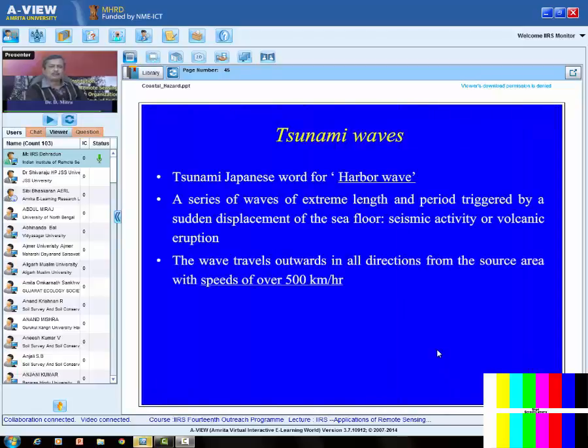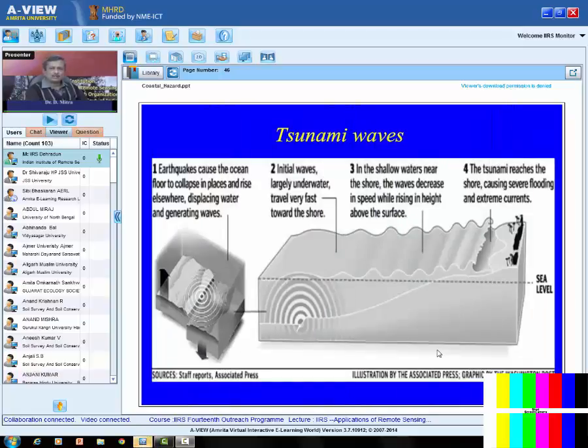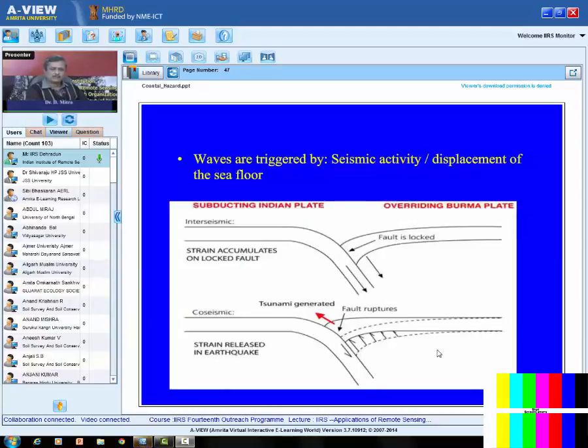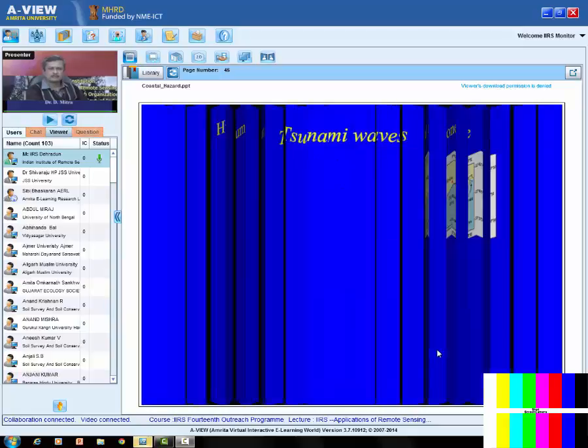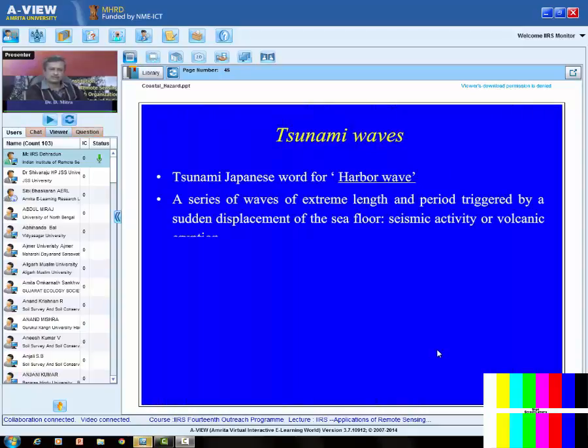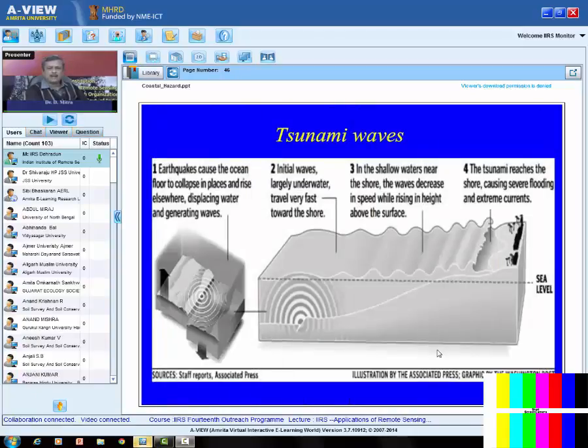Now, this is all about coastal erosion and deposition. I will just touch upon a few points on tsunami waves. As you know, a tsunami basically happens because of a subsurface earthquake or subsurface volcanoes. It is a Japanese word that came from "harbor waves." At the source, tsunami waves are very fast. They travel around 500 to 800 km per hour.